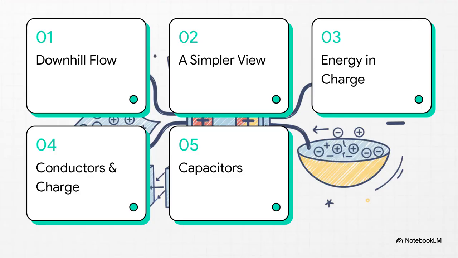Okay, here's the game plan. We're going to start with a really simple analogy for how electricity flows. Then we'll see how this whole concept of potential makes everything way easier. From there, we'll connect it to real-world energy, see how it dictates what happens inside conductors, and we'll wrap up by looking at capacitors, a device that is literally built around this one big idea.